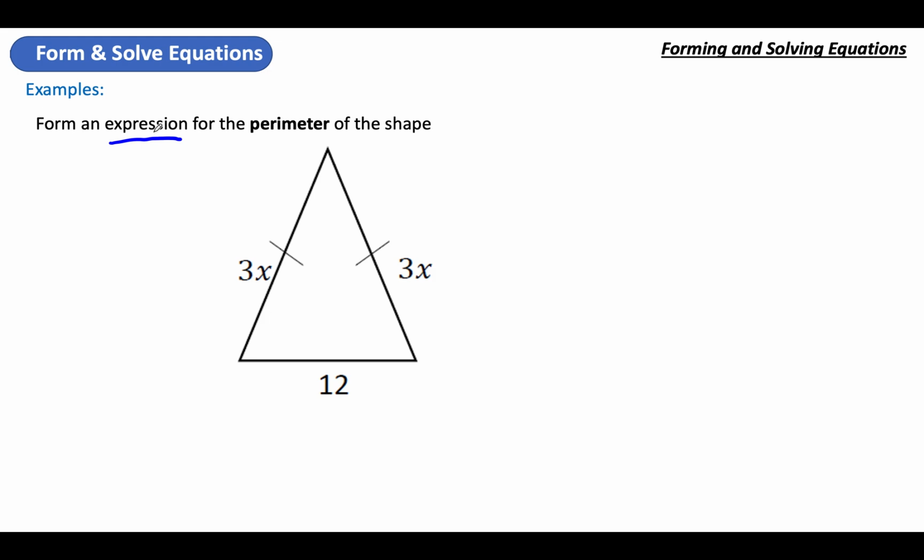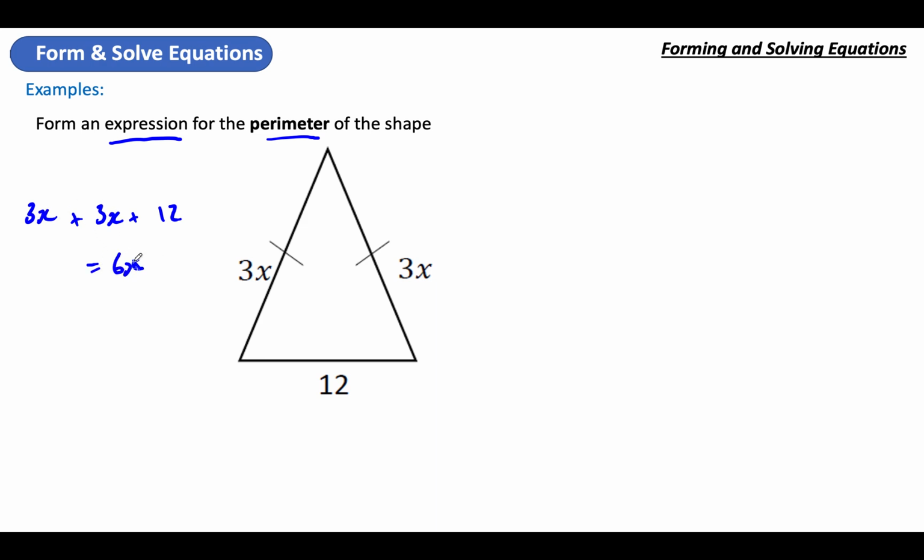So form an expression for the perimeter of the shape. Now we know that the perimeter of the shape is the distance all the way around the outside. And if I wanted to know the perimeter, I would just add up the three sides. Now I've got all three sides here. One is 3x, another is 3x, and the other is 12. Now when I add those all together, I get, well, 3x plus 3x is 6x.